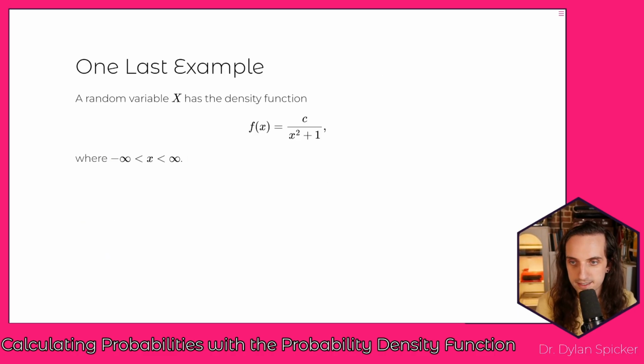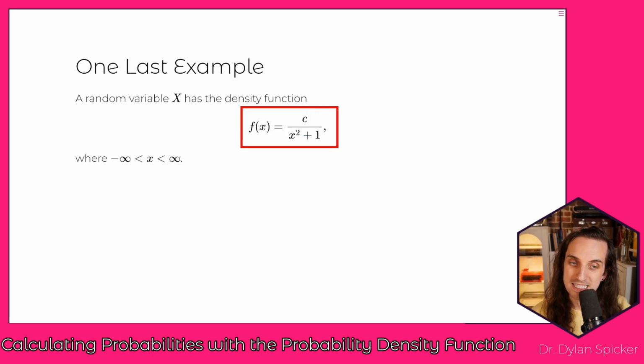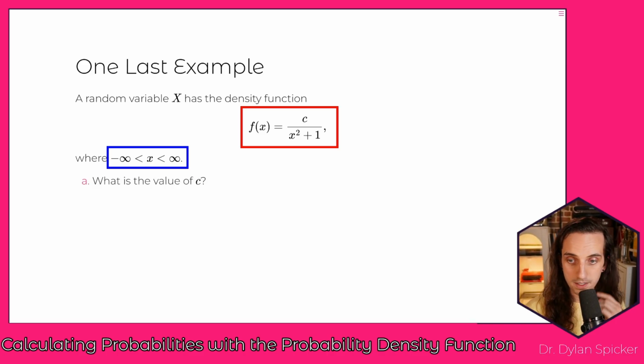Now, we take one last example here. In this case, we're dealing with a random variable that has the given density function. And importantly, with this density function, we have f of x being c divided by x squared plus 1, where c is some unknown constant. We're defined on the entire real line here, right? So we have x being anywhere between negative infinity and positive infinity. Okay, so here we haven't actually been given the complete specification of the density function. And so the first part of this question is going to ask, well, what is the value of c here?